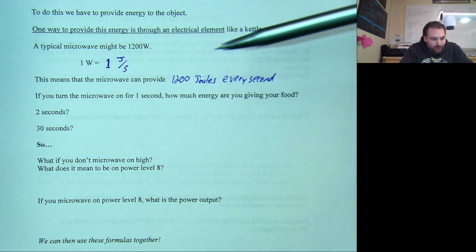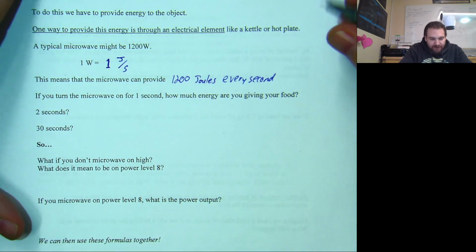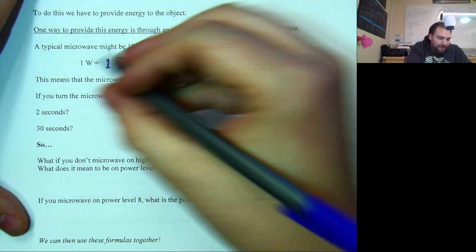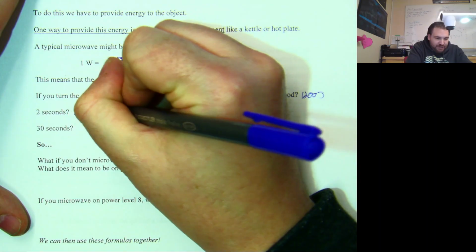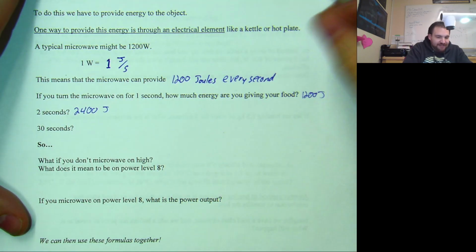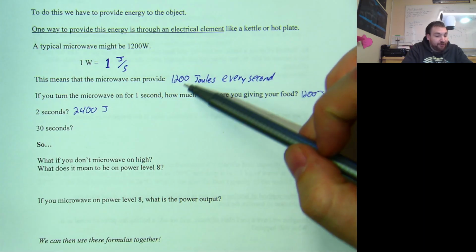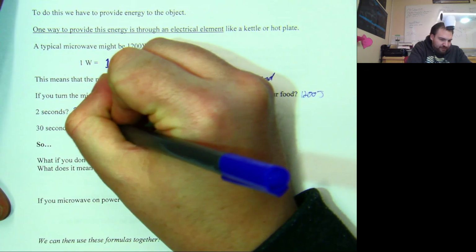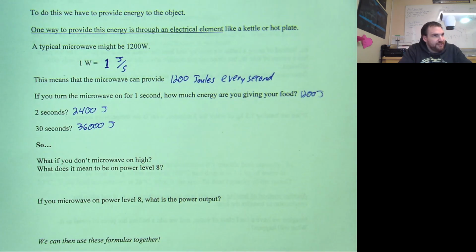So 1200 joules every second. If you turn the microwave on for 1 second, how much energy are you giving your food? 1200 joules. If I turn it on for 2 seconds, we've given it 2400 joules. 30 seconds is just going to be 30 times 1200, which is going to be 36,000 joules of energy.